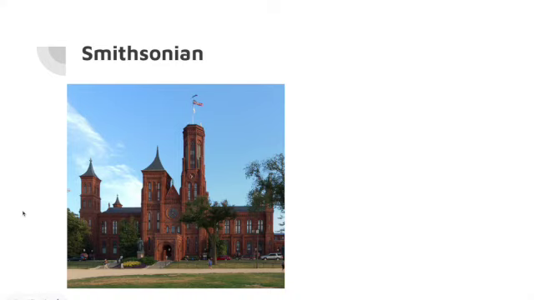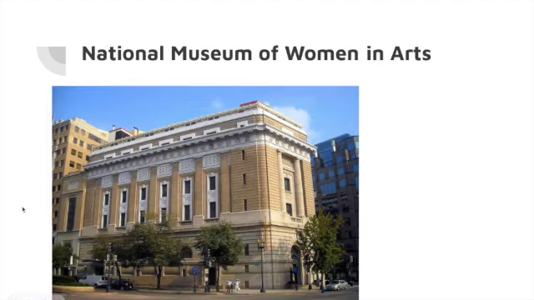The first example is the Smithsonian Institution in DC. The Smithsonian started web archiving their websites because they act as the spokesperson of the Smithsonian and save the Smithsonian's history. The second example is the National Museum of Women in the Arts. They archive art-related web pages.